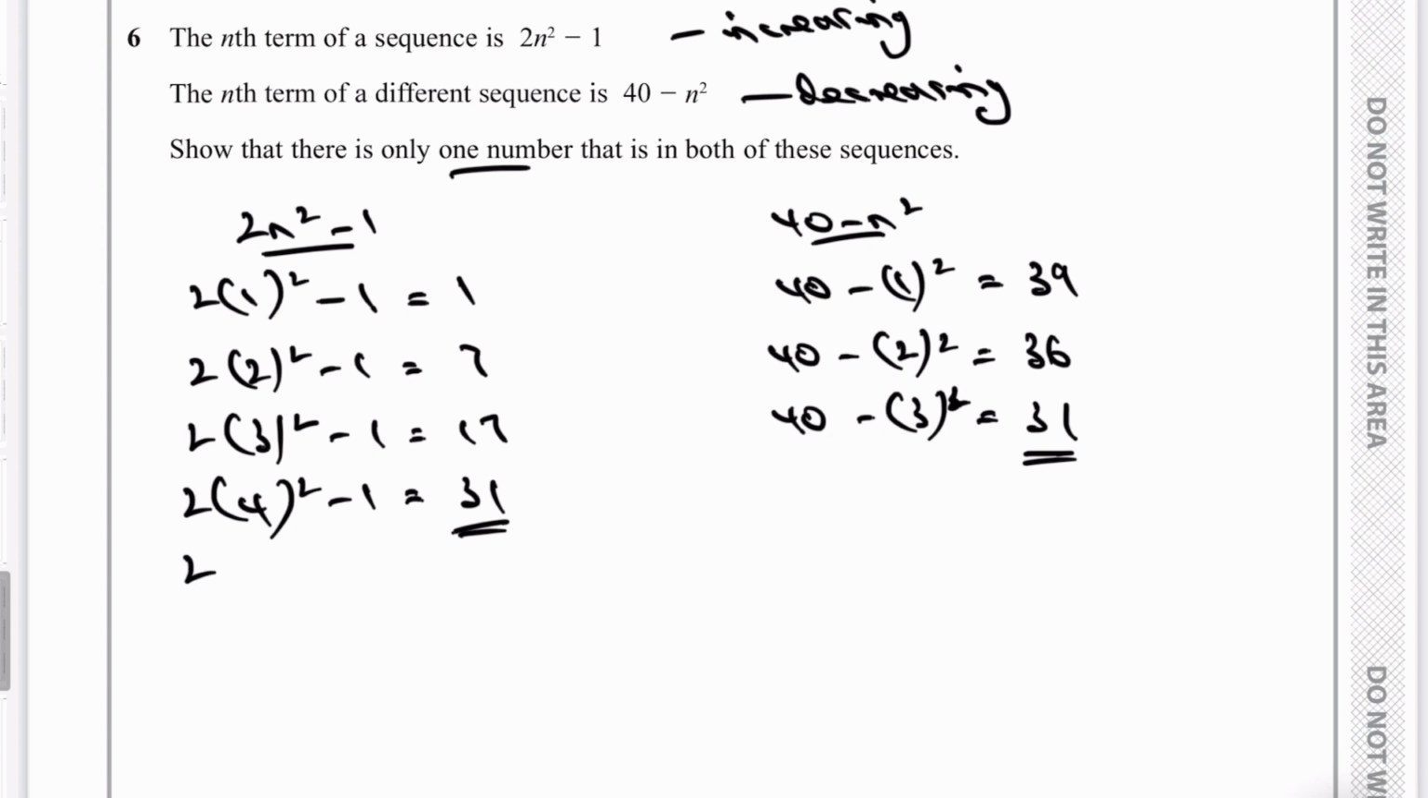If I wanted to, I could carry on just a little bit more just to prove it. Okay, so the first sequence is going to increase, the second sequence I know is going to be below 31, therefore I can write that 31 is common to both, and that would be the answer to that particular question.